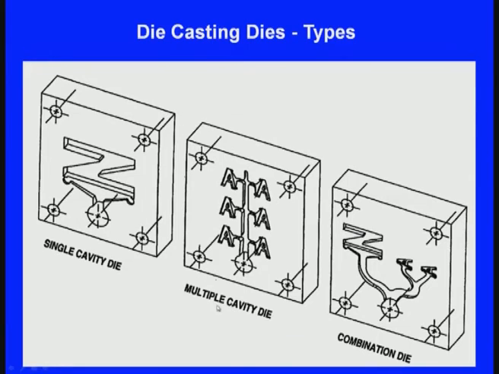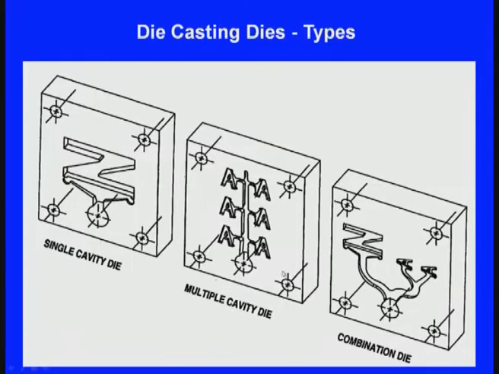Now, this is the multiple cavity die, and here we can see this is one casting, this is one casting, and so on, six castings in all. At a time in this die, there are 6 cavities, and all the cavities are similar. So, with one injection, we can produce 6 similar castings. This type of die is known as the multiple cavity die.